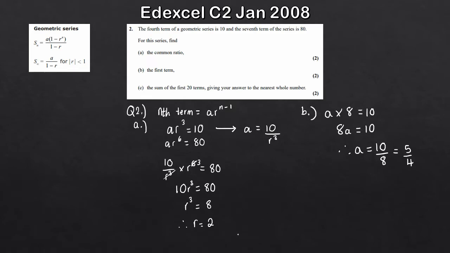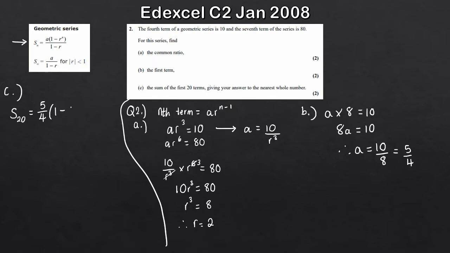And then finally, for part C, we want to find the sum of the first 20 terms. If we do it over here, underneath the formulas, we're looking to find the sum of the first 20 terms, so we're using S20. In that case, we're using this first formula here, replacing n with 20. So that's going to be a, which is 5 over 4, times 1 minus r.